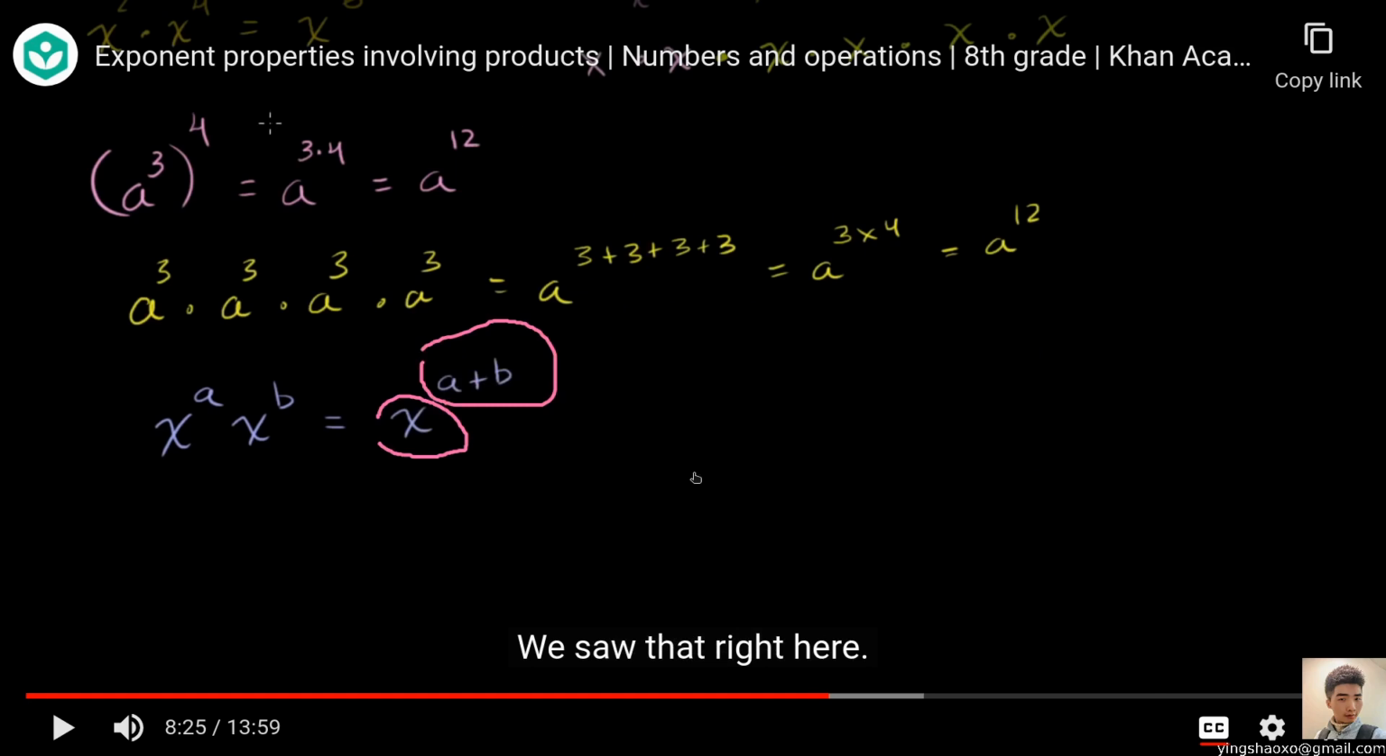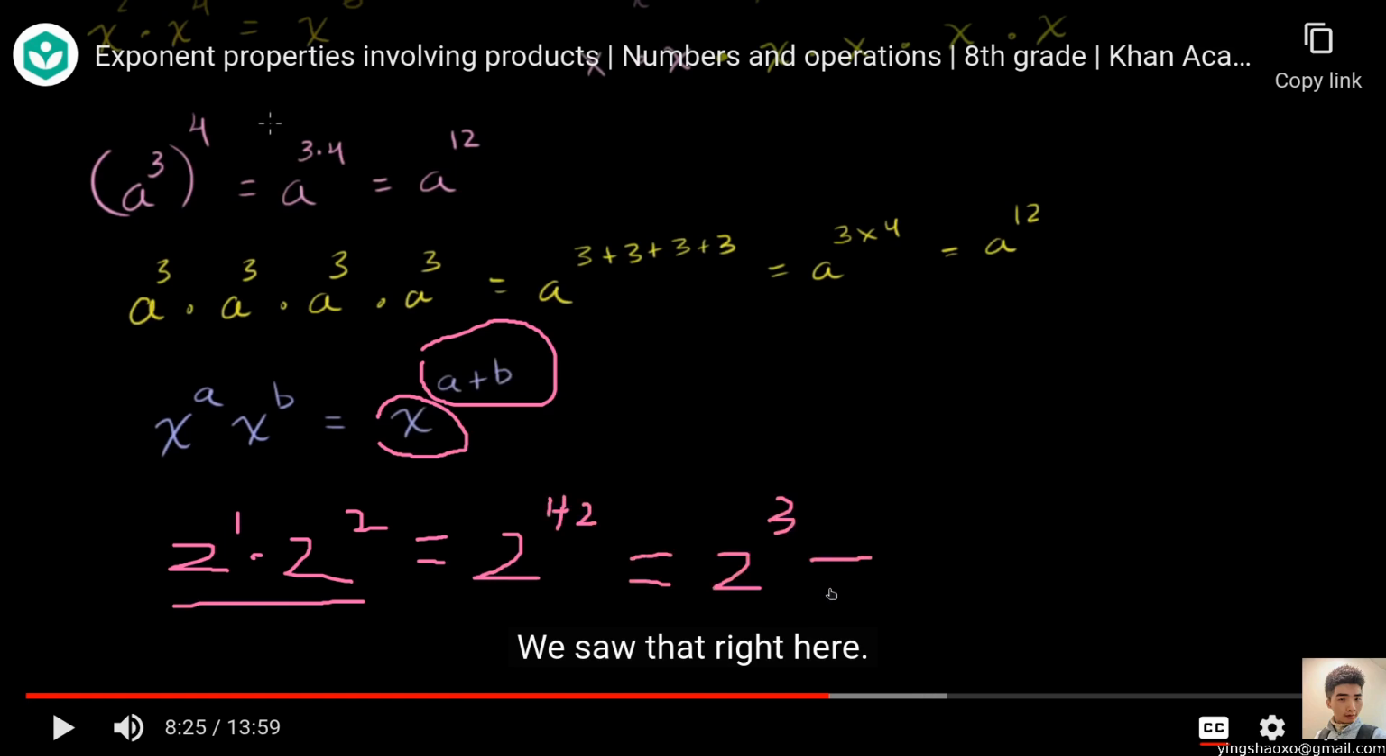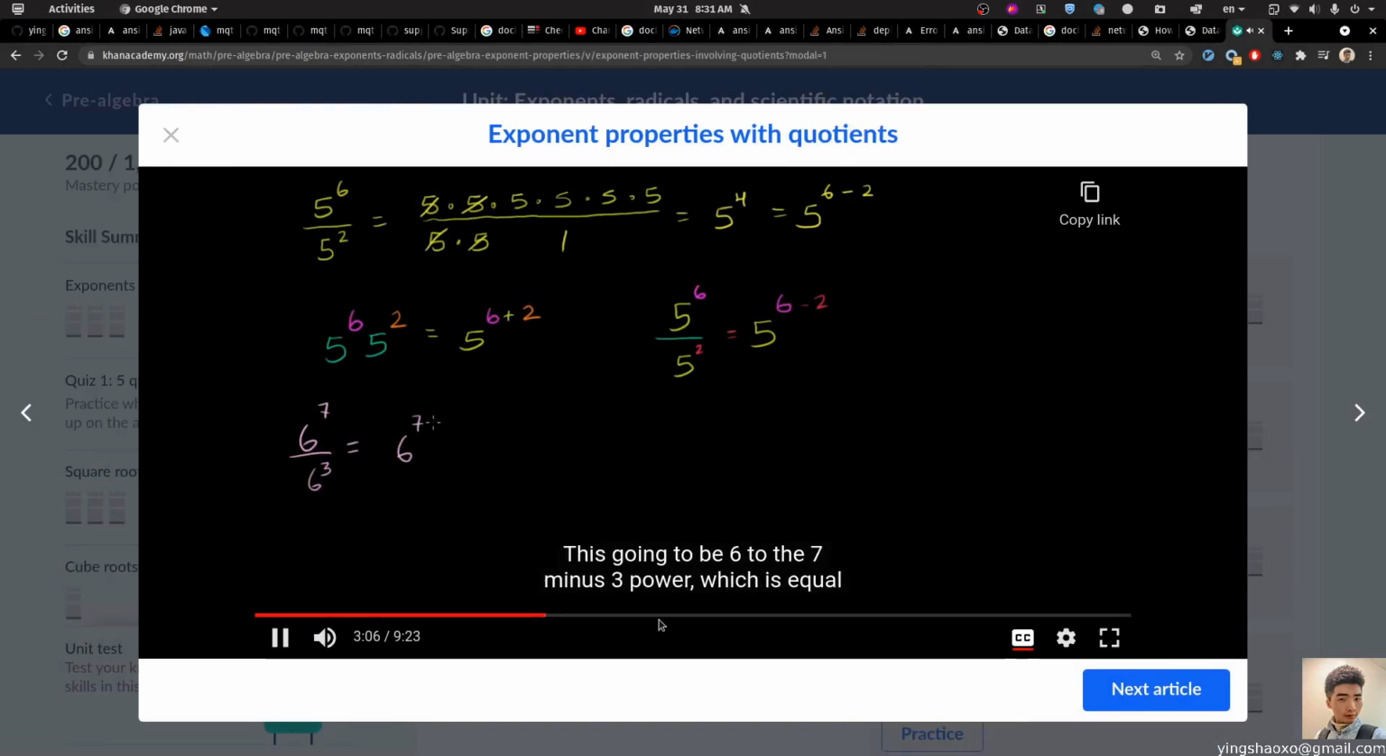So, for example, let's say we've got 2 to the power of 1 times 2 to the power of 2. What's the result of this expression? Well, that would be 2 to the power of 1 plus 2, which is 2 to the power of 3. And is that right? The answer would be 8. And for this one, 2 times 4 is also 8. This equation is right.